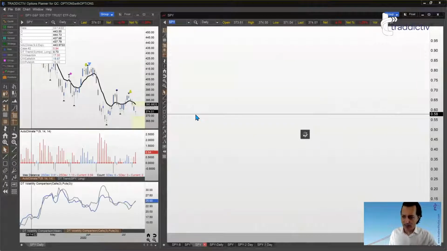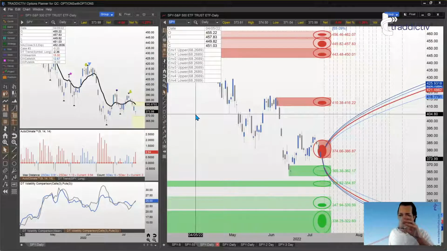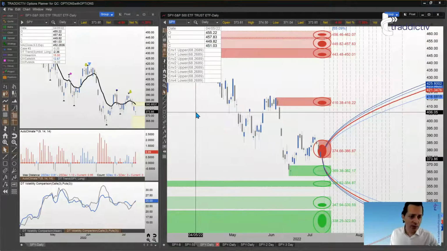Okay, so take a look at the S&P. What's happening? About the same. Very similar to what we discussed.